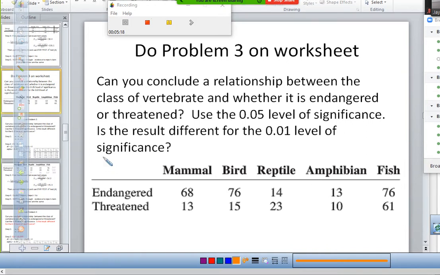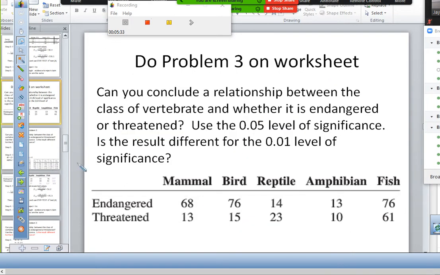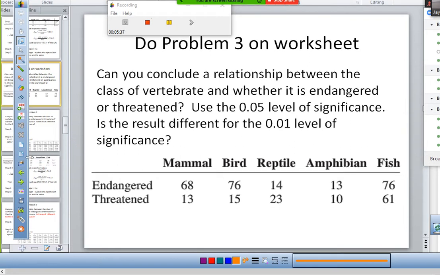I had to do problem 3. Why did I go over the other problem? That's confusing. Okay. Wait, what was the last problem I just went over? That wasn't birds and reptiles? That was robbery and homicide. The heck? Okay. So problem 3 on your worksheet was this one here. I don't know where the robbery and homicide came in. That was from a long time ago. Oh, that was the quiz, I guess. All right, so problem 3 on your worksheet.